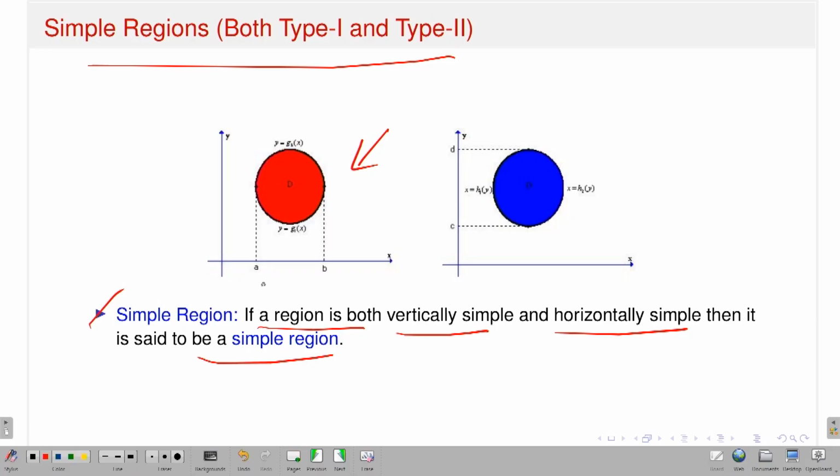Why? Because if x is fixed, running from a to b, then y should run from g1(x) to g2(x). So, this is g1(x), this is g2(x). That means it is actually vertically simple, and you can think about the same thing because it is symmetric. Now you keep y fixed from c to d. Then x should vary from h1(y) to h2(y), and it is indeed the case. Therefore, this domain is vertically simple as well as horizontally simple. This kind of domain is called a simple region.